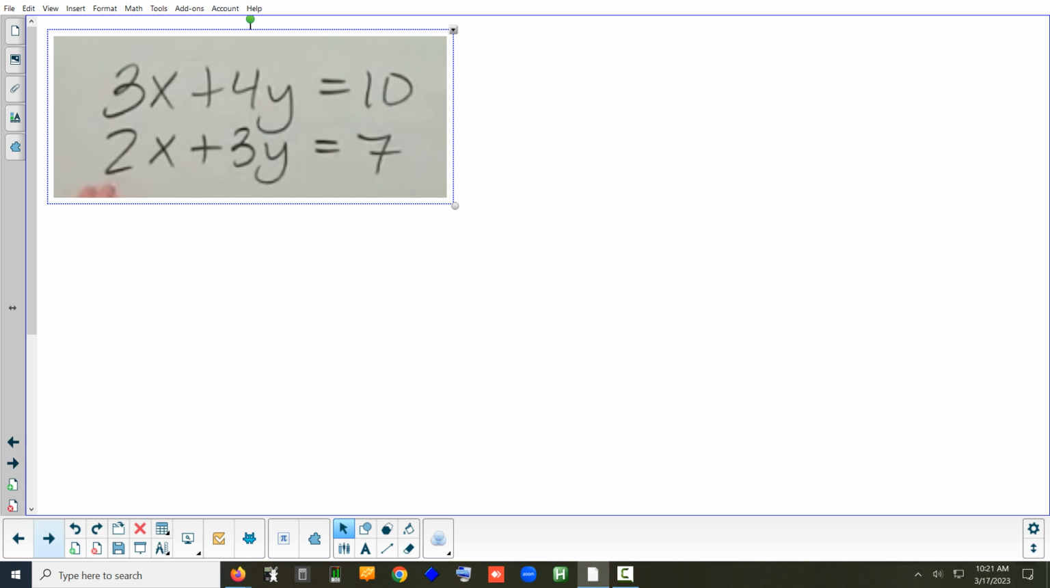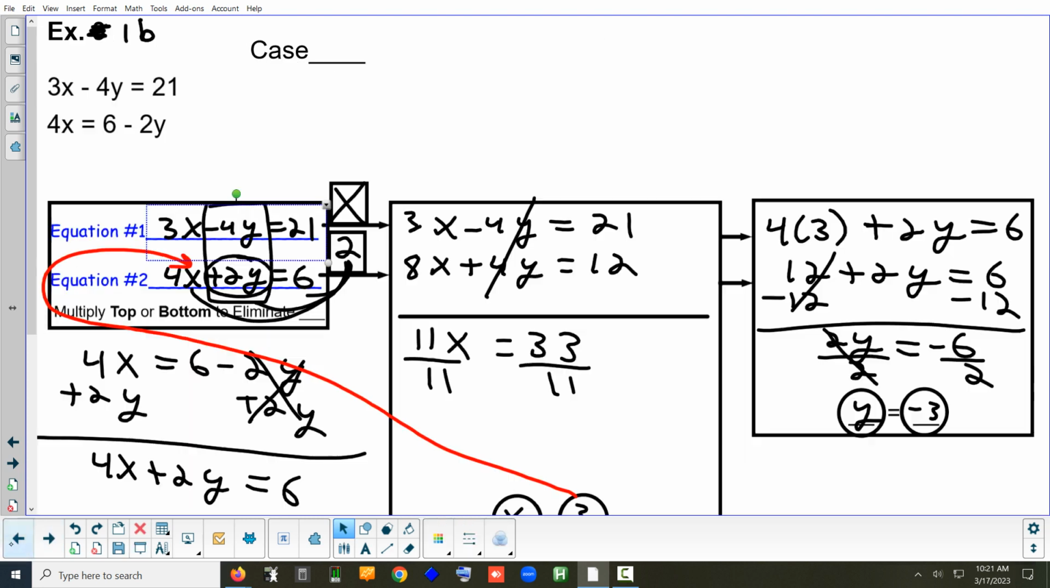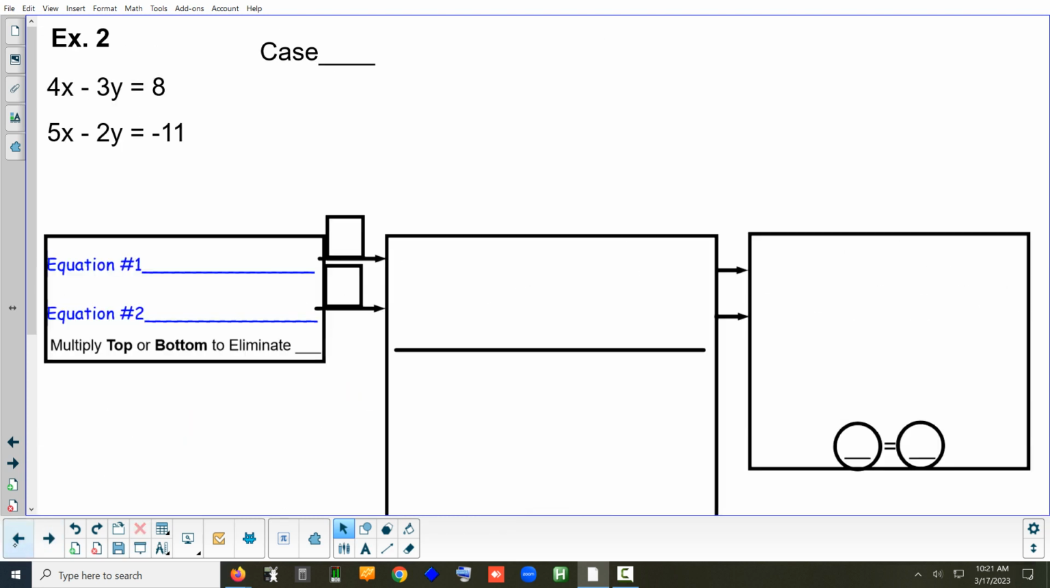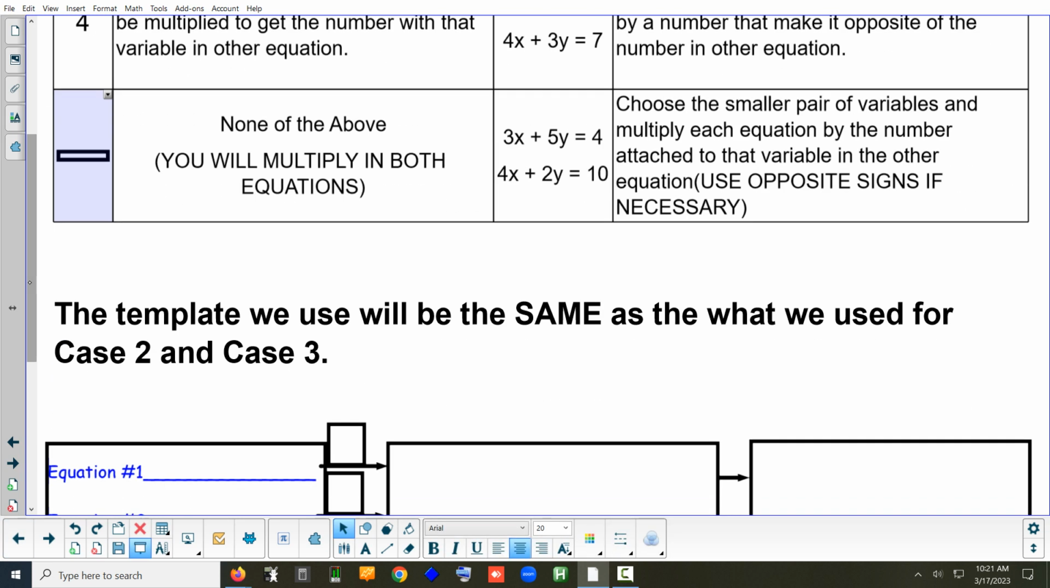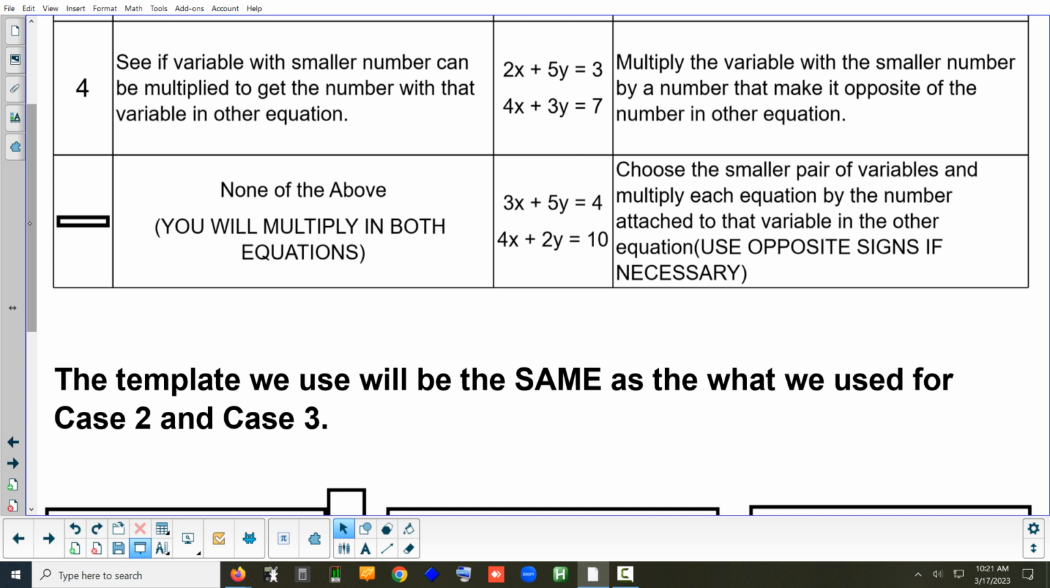So that's situation 5. So what we have to do in situation 5 is we're going to multiply this equation and this equation by something. Okay, we're going to have to use both boxes. So let me show you situation 5. So you guys have on the back of your notes a box at the top. Should be plenty of space, hopefully. Situation 5 is when it's none of the above. Just like we went through, it's none of them. So what does that mean? You're going to have to multiply both boxes.